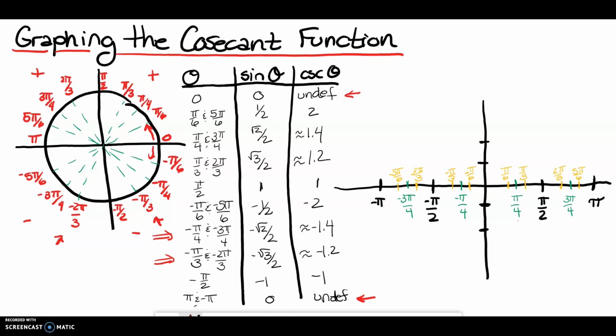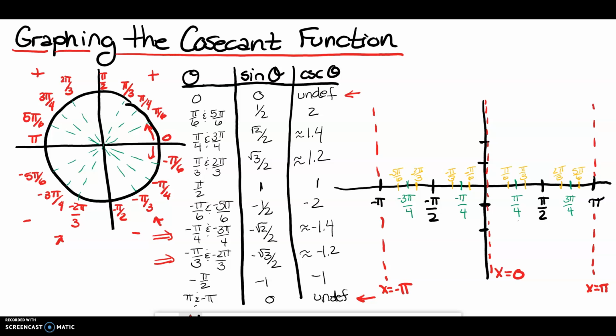I want you to notice that I have places on my circle where cosecant is undefined. It's undefined when my angle is 0, so when I have undefined values, I graph an asymptote, and I have to label it with its equation. Then also at pi and negative pi, I have an asymptote as well. I will label those with their equations.